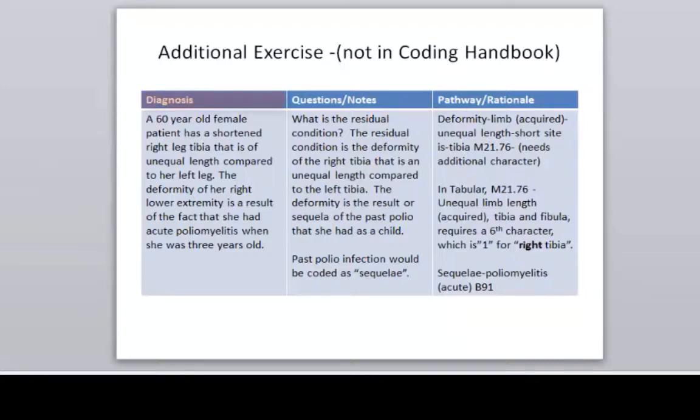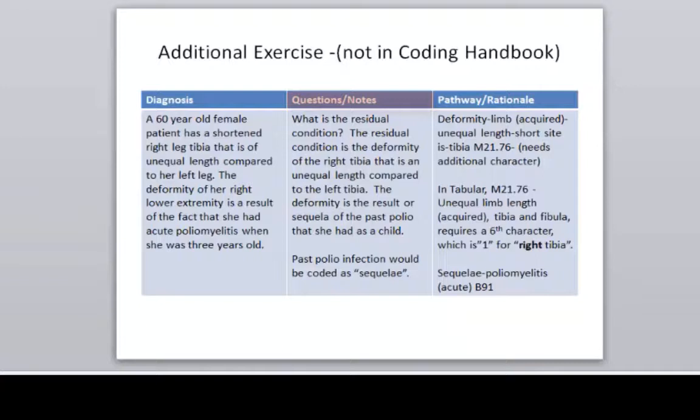In this scenario, a 60-year-old female patient has a shortened right leg tibia that is of unequal length compared to her left leg. The deformity of her right lower extremity is a result of the fact that she had acute poliomyelitis when she was 3 years old. So what is the residual condition in this case? The residual condition is the deformity of the right tibia that is an unequal length compared to the left tibia.